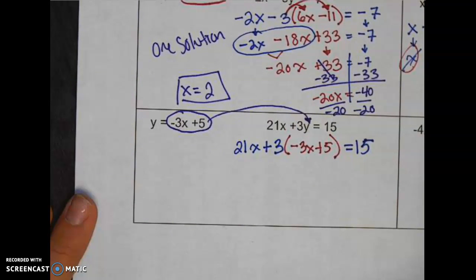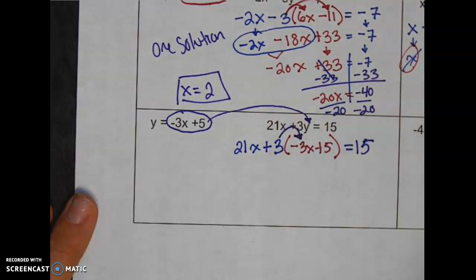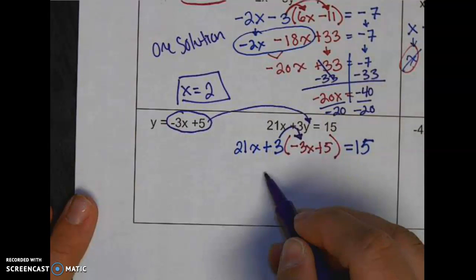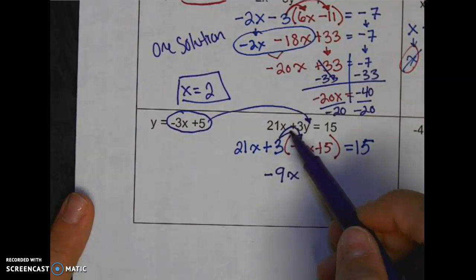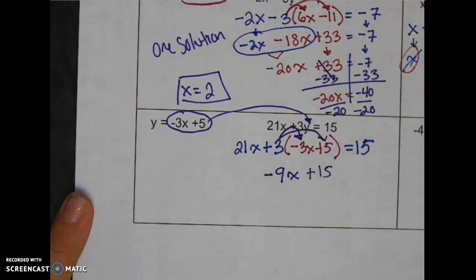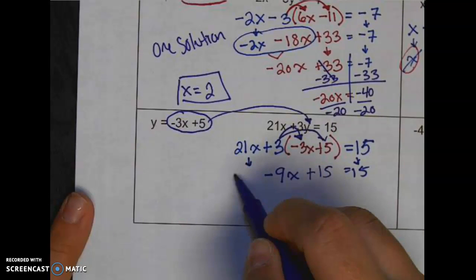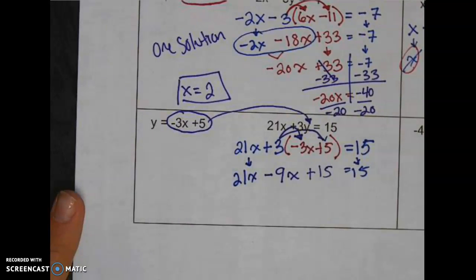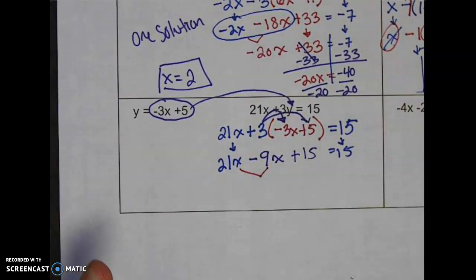You know what to do now. Distribute! So take this 3 and multiply by negative 3. 3 times 3 is 9, and negative times a positive is a negative, so I have negative 9x. And 3 times 5 is going to be a positive 15. So I'm going to bring everything down that I didn't move. Now I can combine my like terms. I can combine 21x minus 9x, which is going to give me what? It's going to give me 12x.